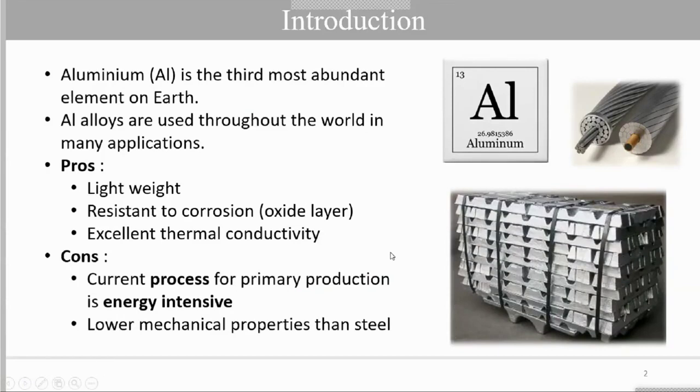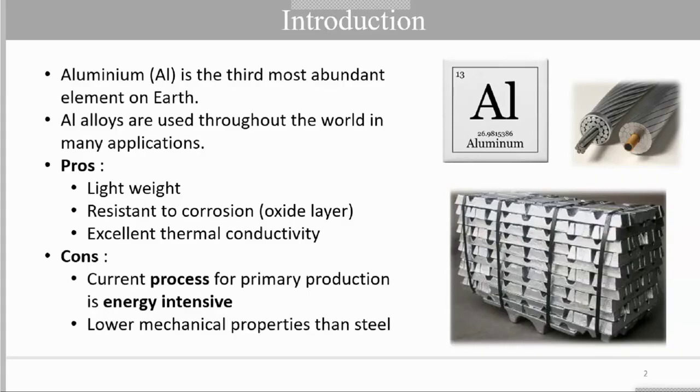As all of you might know, aluminum alloys are used throughout the world in many applications. As you can see, these are aluminum cables for high current applications. Aluminum is the third most abundant element on Earth. Some of the pros of using aluminum are that it's lightweight, it's resistant to corrosion because of the oxide layers that passivate it, and it has excellent thermal conductivity. But on the other side, the current process for primary production, which is Hall-Héroult, is energy intensive, and aluminum has lower mechanical properties than steel in most scenarios.